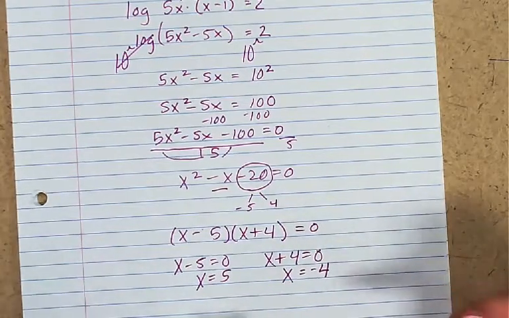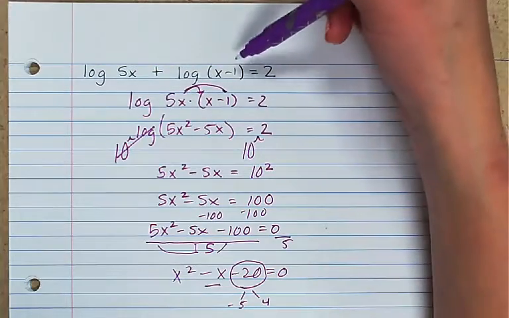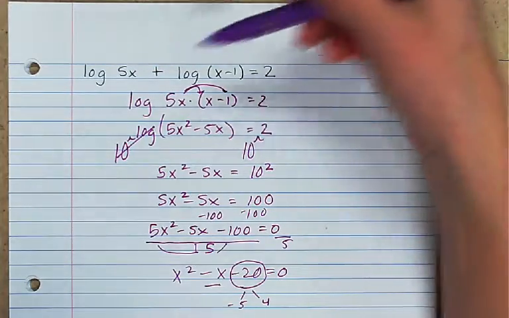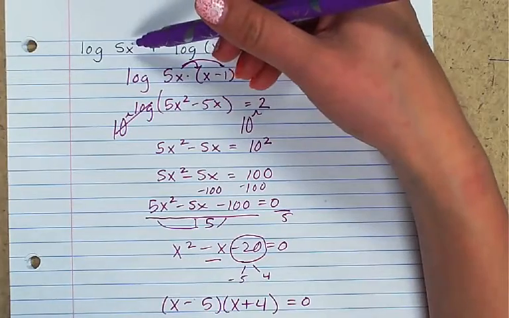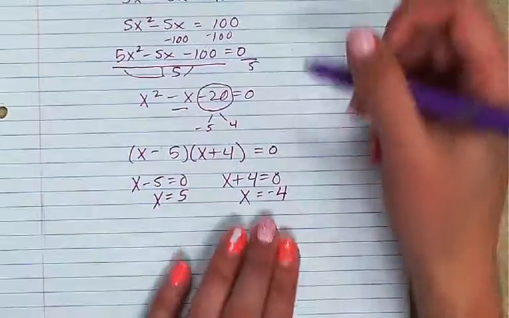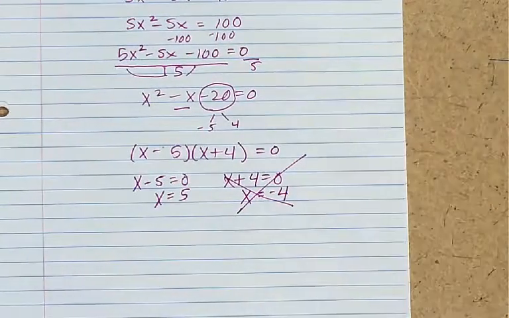Always check for extraneous solutions. So if I plug 5 back in, that's going to be 25. That's going to be 4. Perfect, no negatives. If we plug negative 4 in, though, this is going to be negative 20. So already I know that's an extraneous solution. You can't do logs of negatives.